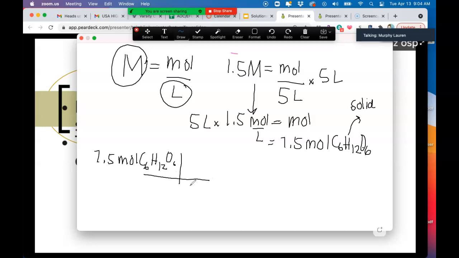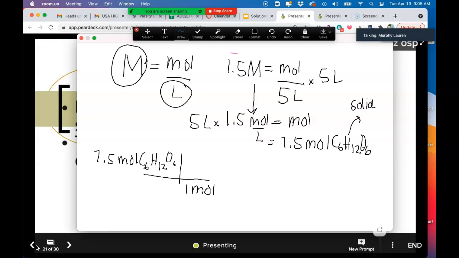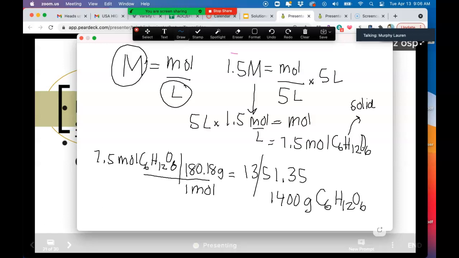And then 1 mole, this is periodic table, 6 carbons, 12 hydrogens, 6 oxygens. I'm going to wait until you guys find its molar mass. You guys have depended on me for molar masses. I want you to find that guy's molar mass. So here's the molar mass, right?